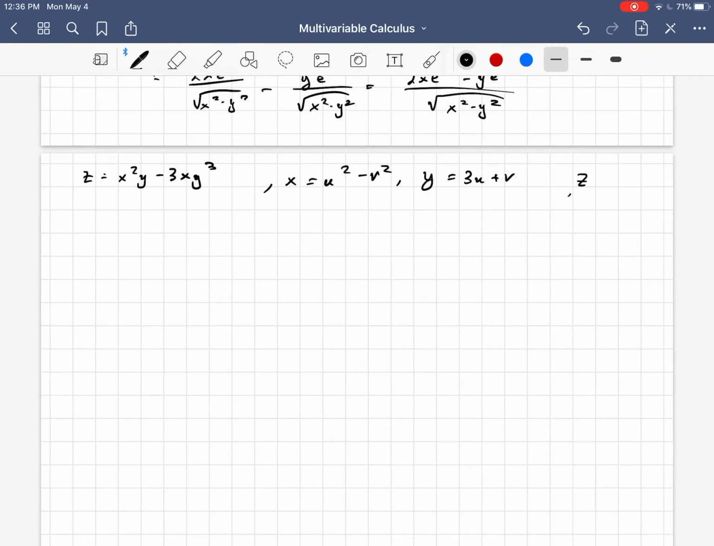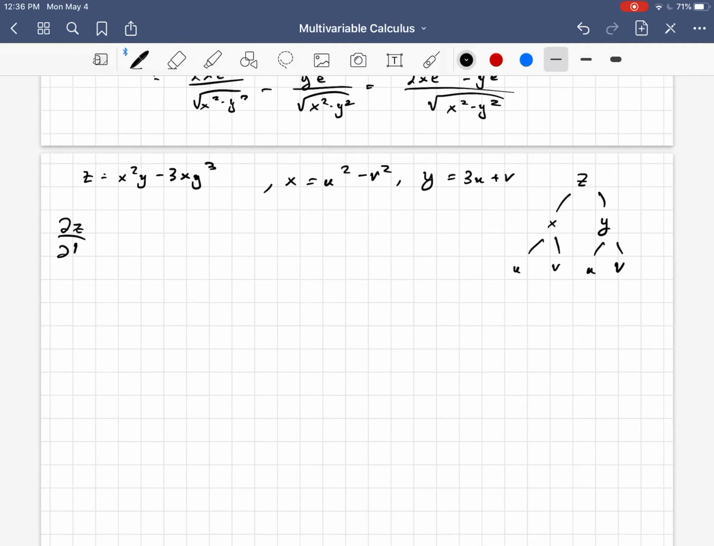So if we draw this out on a tree diagram, which I would recommend you always do first, we have x and y. z is both a function of x and y. But then x is a function of u and v, and likewise y is too. So we have two partials that we need to find here. We need to find partial z with respect to u and partial z with respect to v.